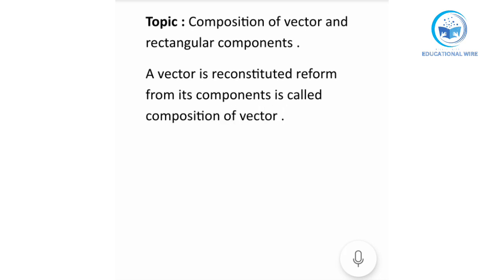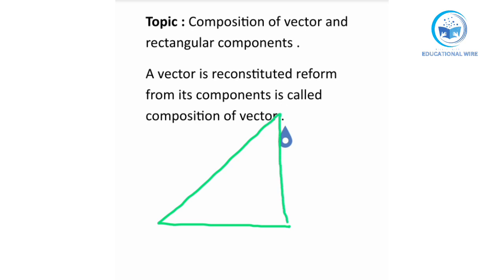Let's move further with a diagram of composition of vector, that is, how its components reconstruct or reform and make the vector, which is called the composition of vector. So let's move forward with the diagram. Like we are having a diagram over here, from this one point, this is a point, and this is a triangle.